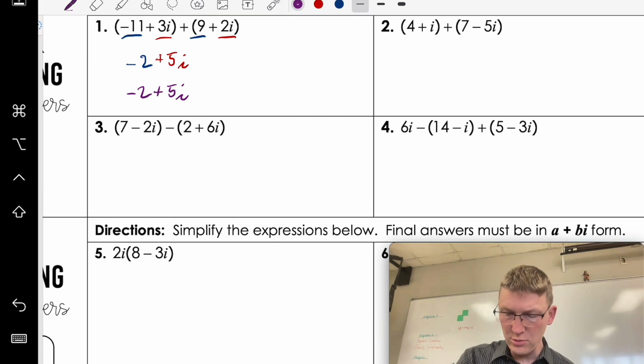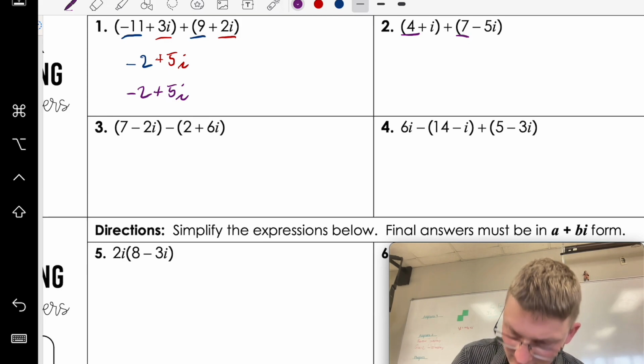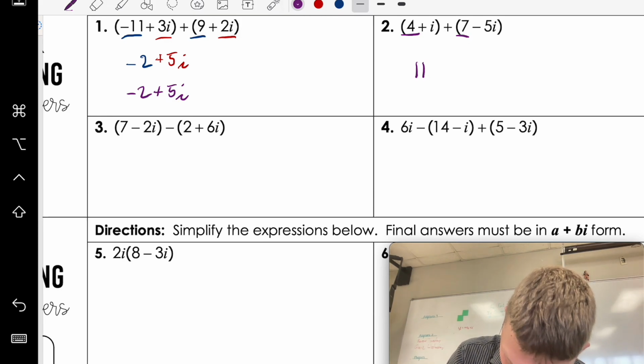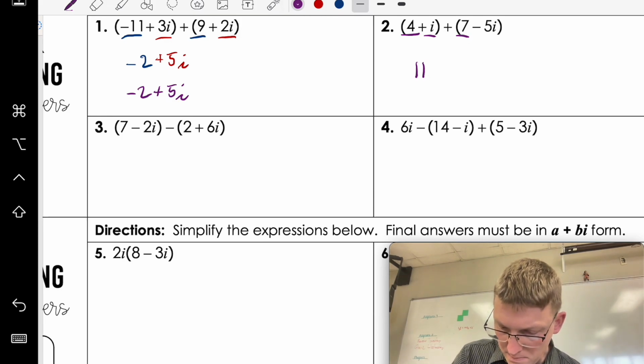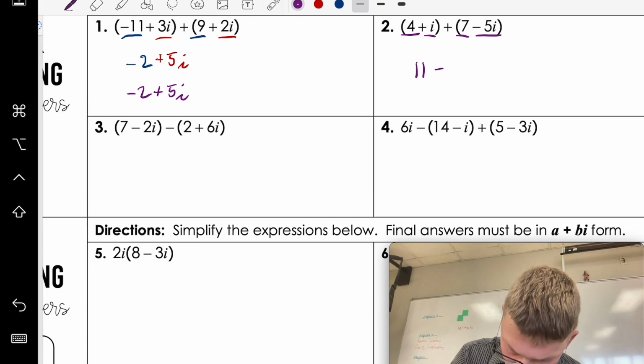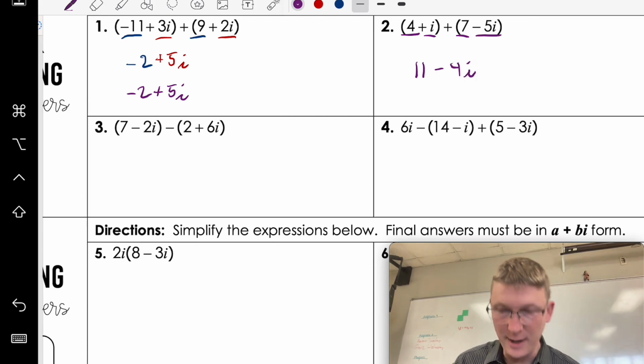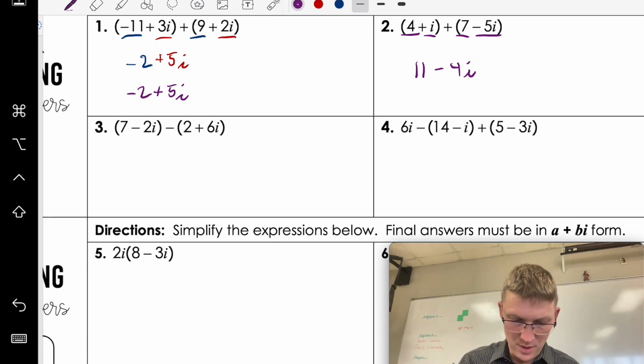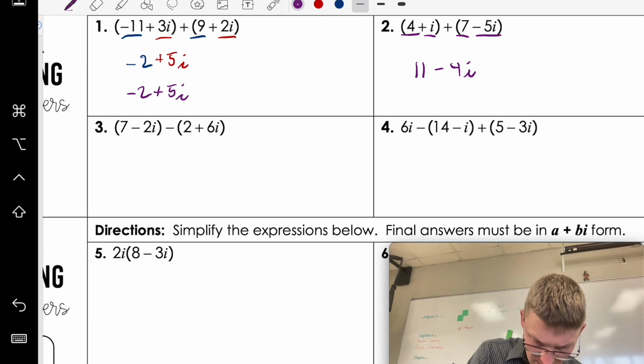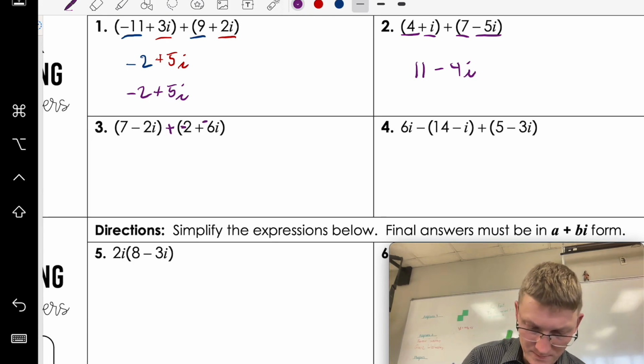So we'll do number 2 again. 4 plus 7, so we're going to have 11. i minus 5i, we're going to have minus 4i. Easy as that. So then we've got some negative signs. Just distribute the negative sign. That's usually what I do. Otherwise, I will forget about it. And then again, combine like terms.